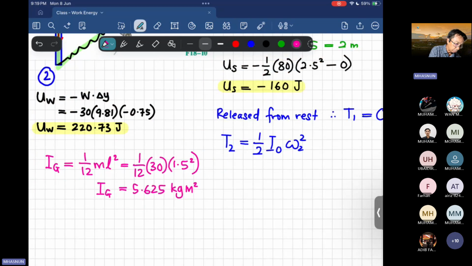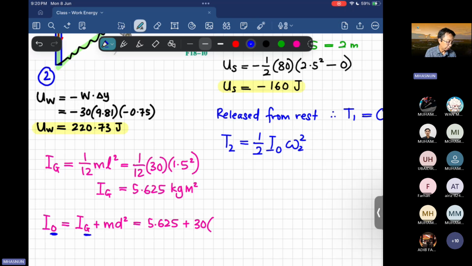And now we can proceed to calculate the value of IO, because in our formula to calculate T2, we need the value of IO. So IO, using the parallel axis theorem, is equal to IG plus MD square. IG is 5.625 plus M is 30, and D is basically the distance between G and O. You refer to what you wrote here.